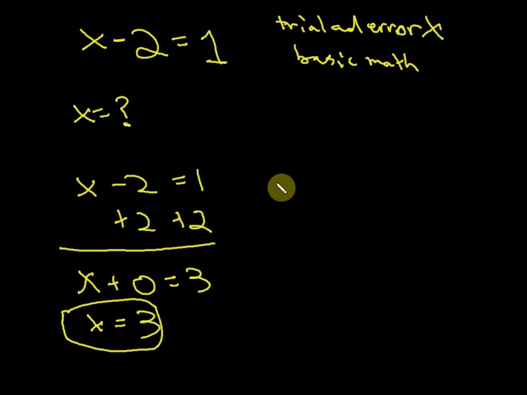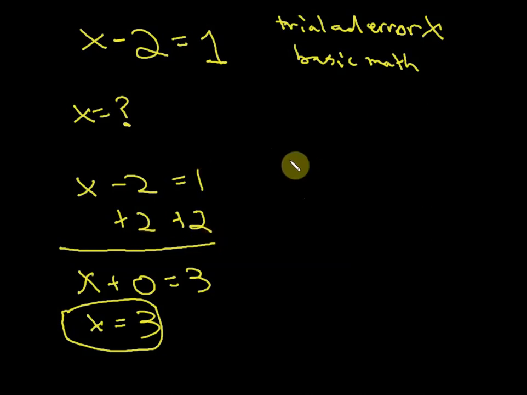So, why did we add 2 to both sides? Well, you're trying to maintain the integrity, the balance of your equation. So if you add 2 to one side, you add 2 to another side. If you add 1 to this side, add 1 to another side.